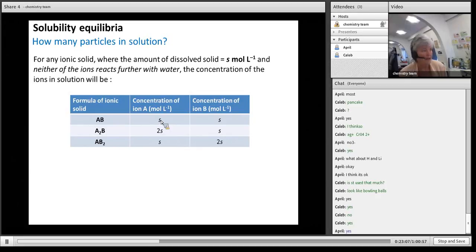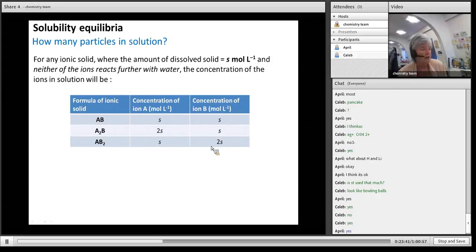Yep. Okay. But if I have something like silver chromate, as we had, Ag2CrO4, then I'm going to get twice as much silver. So I'm going to have a concentration that's double that of my chromate. And then the other one is where it's the other way around. This could be like magnesium hydroxide, where for every 1 magnesium, I've got twice the amount of hydroxide. So my concentration for hydroxide will be double.